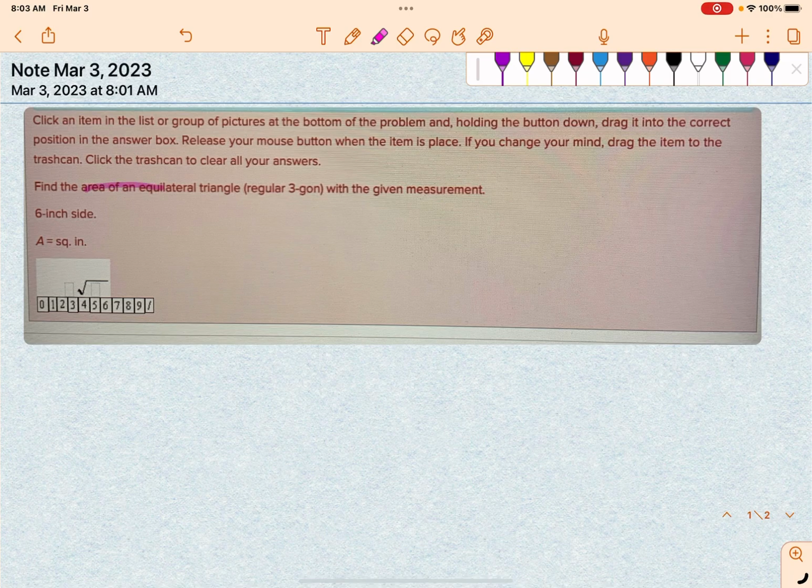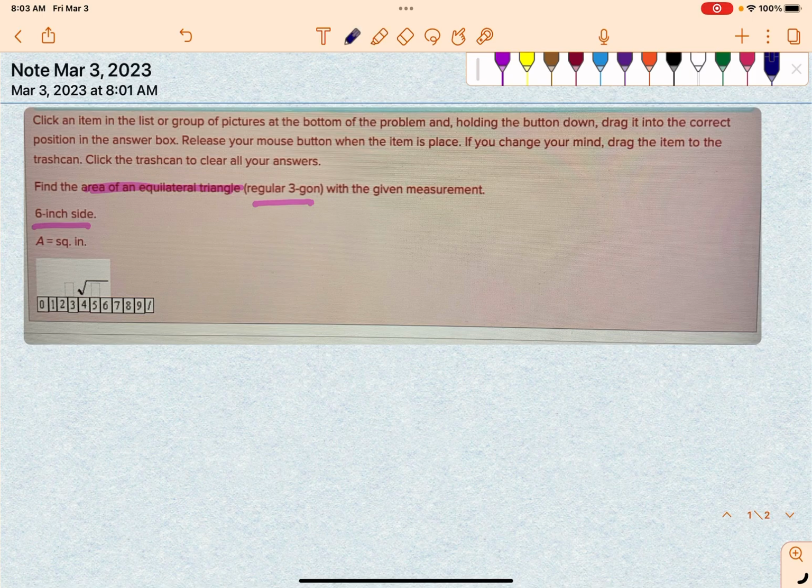So they want us to find the area of an equilateral triangle. And they say, remember, equilateral triangle, 3 again, that's regular, means 3 again means it's 3-sided. Regular means the sides are all the same, including the angles would also have to be the same. Okay, and they're saying that the side is 6 inches long.